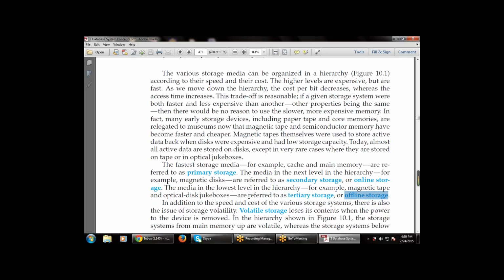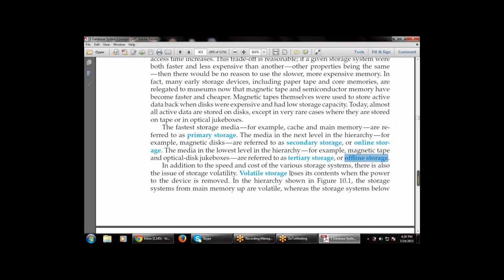So there are three types of storage: primary, secondary, and tertiary. The secondary is also known as the online storage, and the tertiary is known as the offline storage.